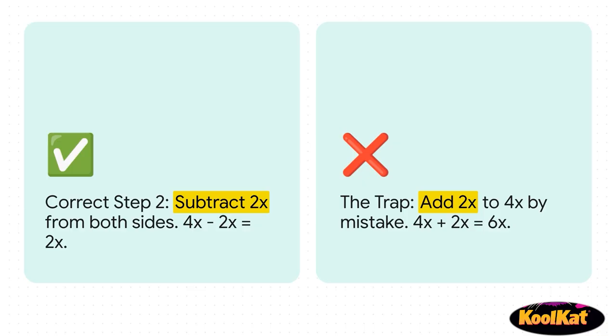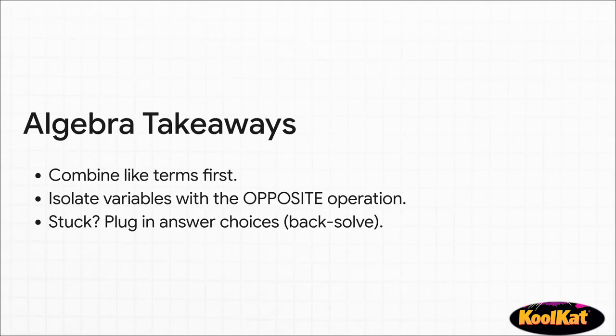The correct move is to subtract 2x from both sides. But the trap, the common mistake, is to accidentally add it. And that's exactly the kind of slip-up the GED is testing to see if you can catch. So here's your algebra playbook in a nutshell.